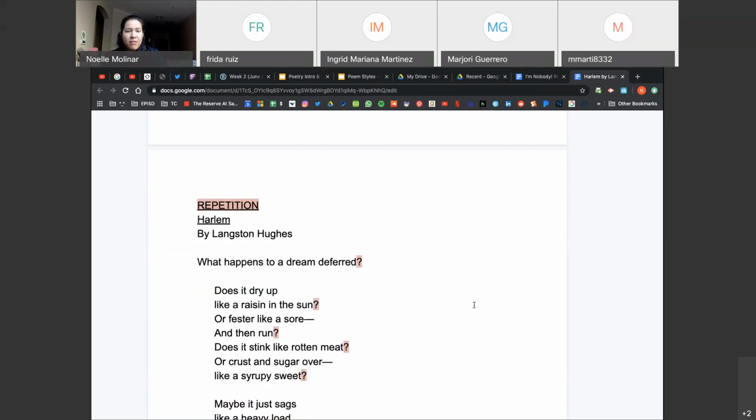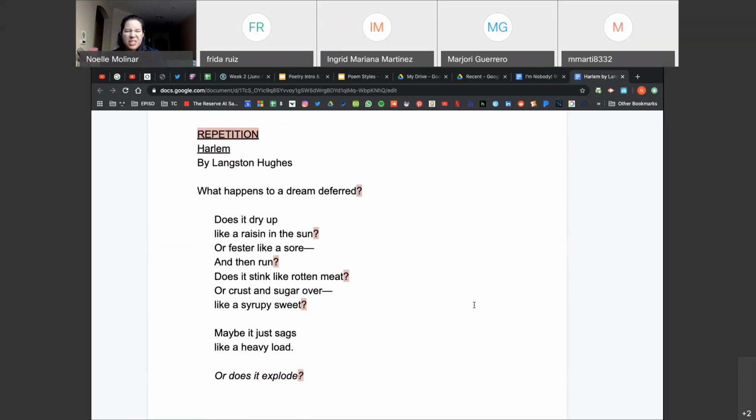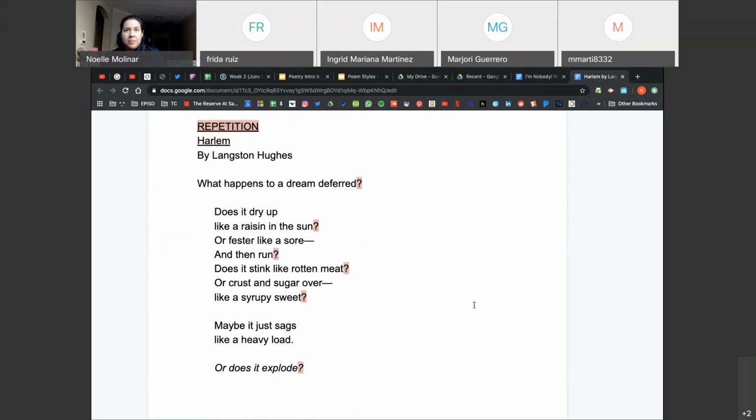And we also have repetition here. So it's a little bit different than, for example, what we had in The Rose That Grew From Concrete. It said, "rose that grew from the concrete, rose that grew from the concrete." So we had a whole phrase, a whole string of words together that repeated. But in this case, we have repetition of questions.